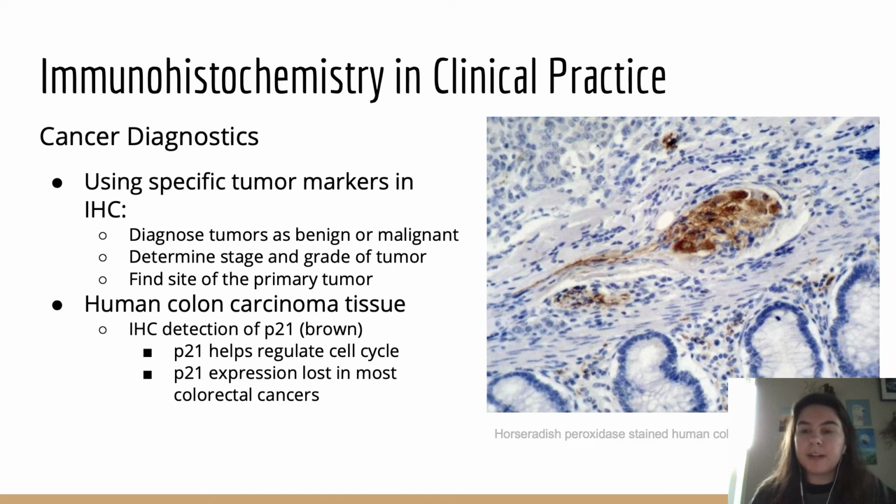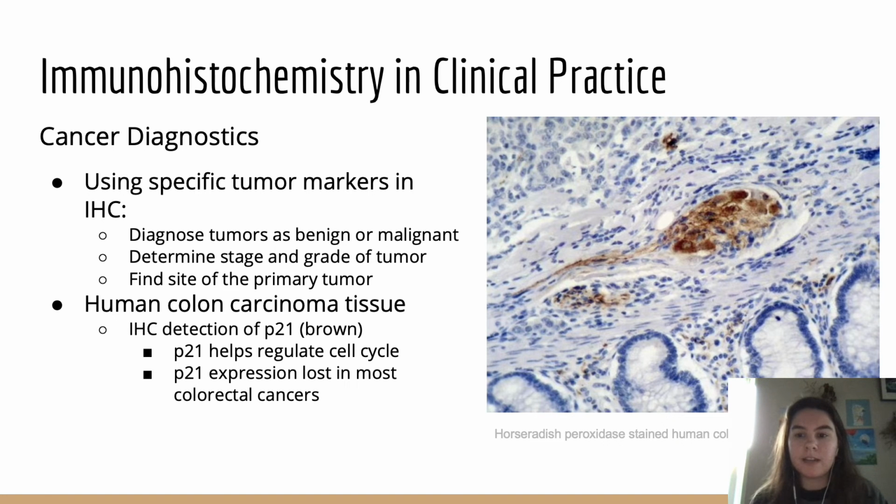In clinical practice, immunohistochemistry is often used for cancer diagnostics. By using specific known tumor markers as the antigens, physicians can use IHC to diagnose tumors as benign or malignant, determine the stage and grade of a tumor, and identify cell type and origin of metastasis in order to find the primary site of a tumor.